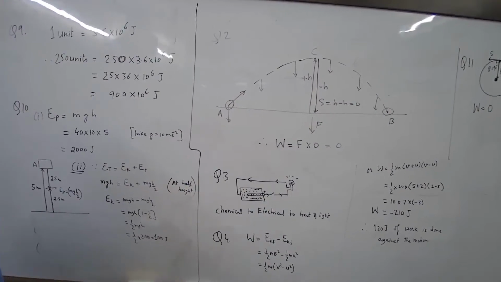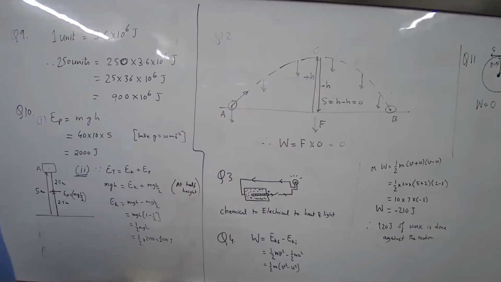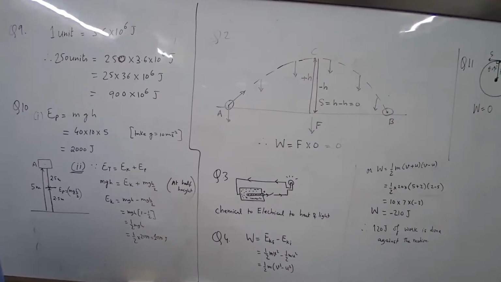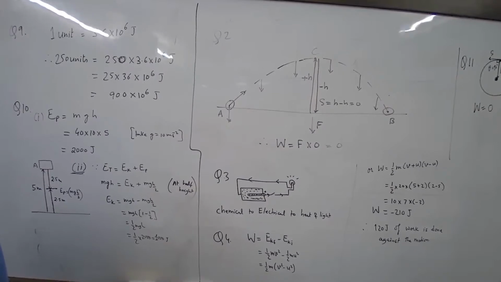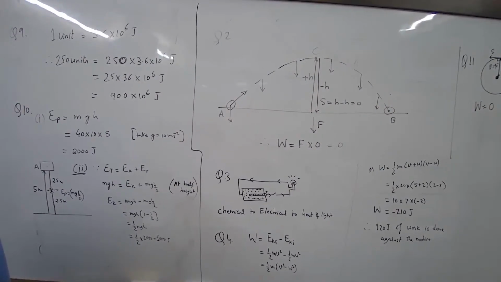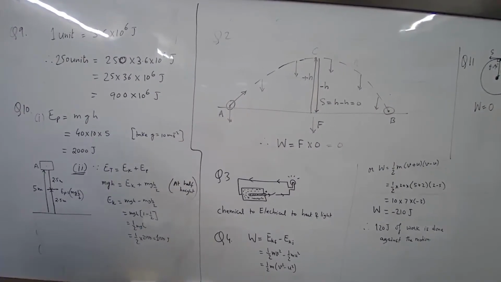A person holds a bundle of hay over his head for 30 minutes and gets tired. Has he done some work or not? Justify. No, there is no work done, because cos theta is equal to cos 90.